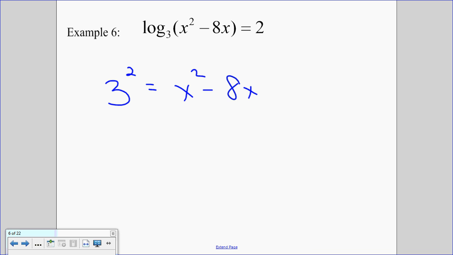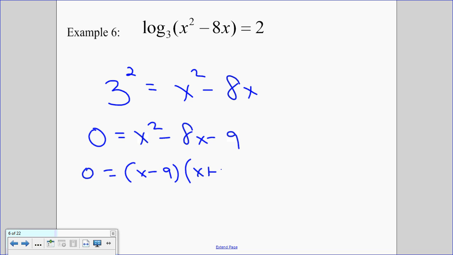So if you're still looking at me, how in the world, what did he just do? That's a problem. All right, you have got to be comfortable changing logs to exponents and vice versa. It's going to be your worst week ever if you haven't figured that out yet. Look what we have. We have a quadratic equation. I'm going to subtract the 9, and this is just your good old factor theorem. So x equals 9 and negative 1.